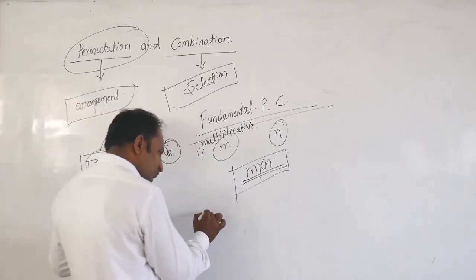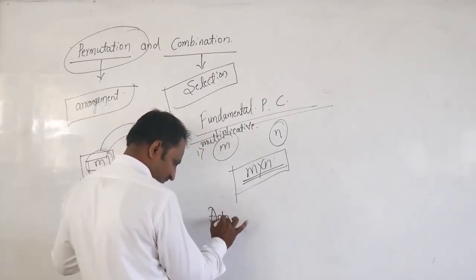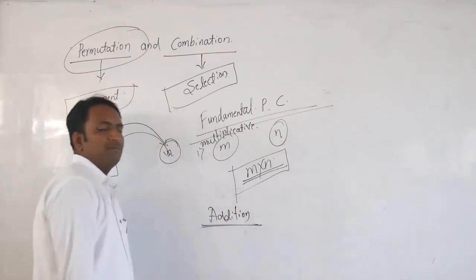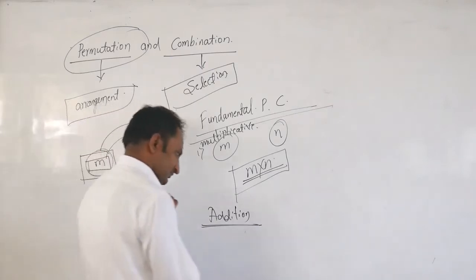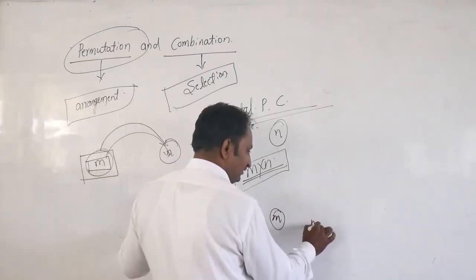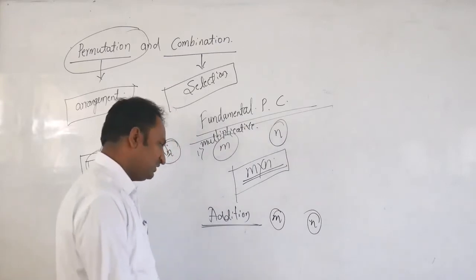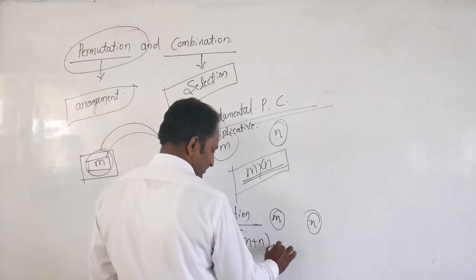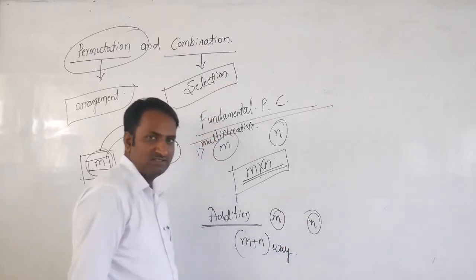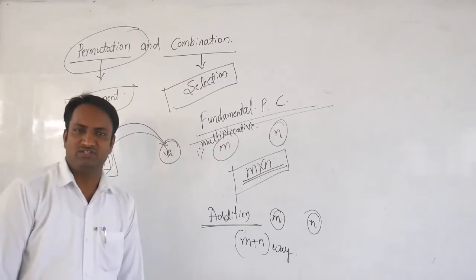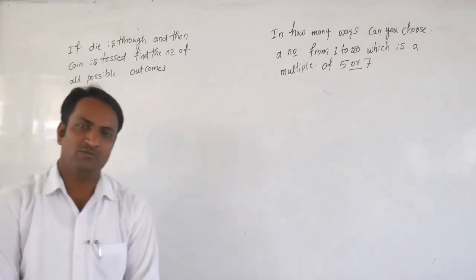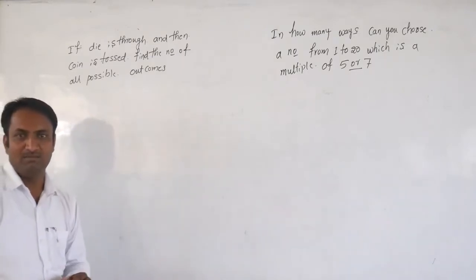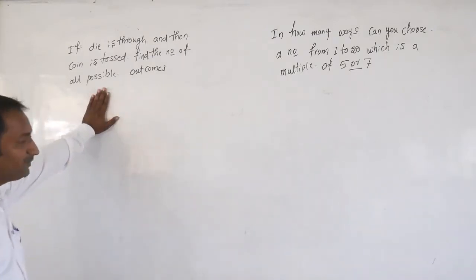For the additive operation, for addition, mutually exclusive things are there. Here m and n are mutually exclusive things. In that way we can arrange in m plus n ways. On the basis of the fundamental principle of counting, we can choose two problems, one multiplicative and another additive.